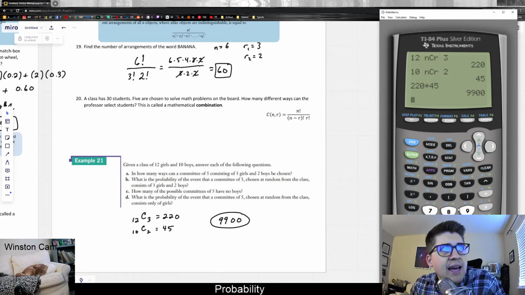So question B asks, what is the probability of the event that in a committee of 5 chosen at random from the class, it consists of 3 girls and 2 boys? So basically, here we want to know, what's the probability that we get this sort of committee happening? But it says from a random committee of 5.